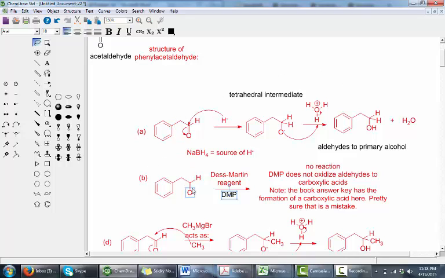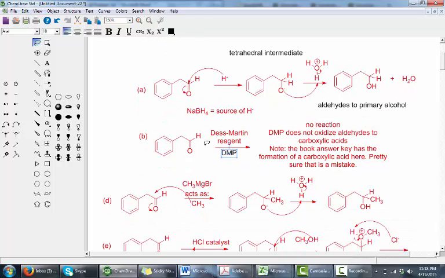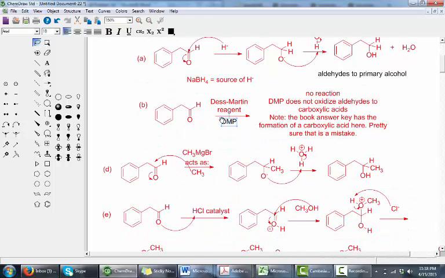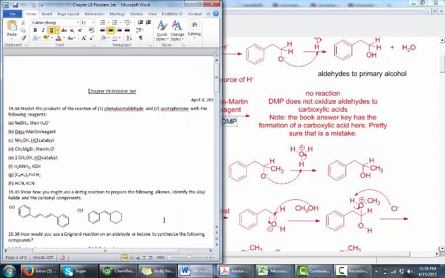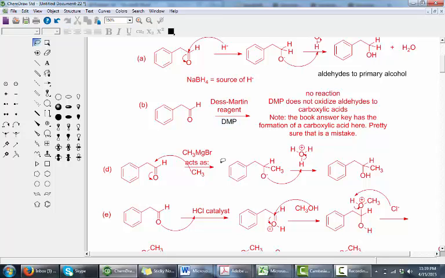However, if I take this aldehyde now and treat it with DMP, it will sit around and look at each other forever, and there is going to be no reaction. The book answer key, if you have access to that, says that a carboxylic acid is formed. That's almost certainly not true. DMP looks at the aldehyde and does nothing. DMP, again, just to remind us, is a great reagent for forming aldehydes. Now, what does C ask? We're going to skip C for now, just in the interest of time and making this brief.